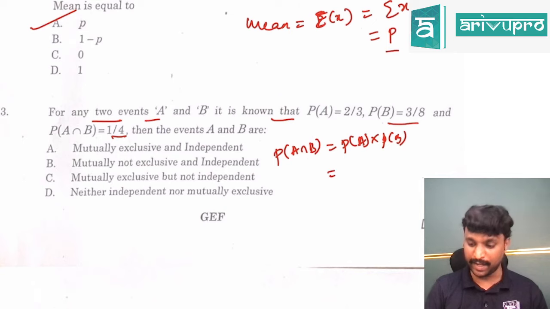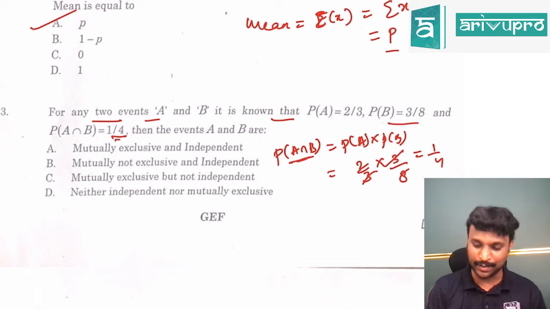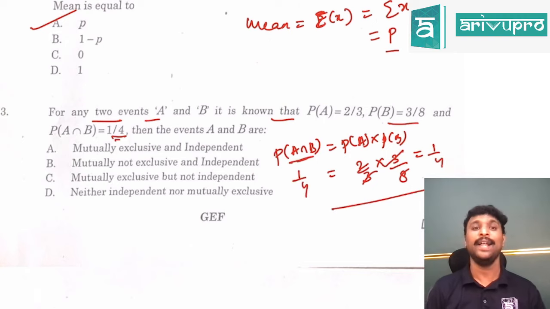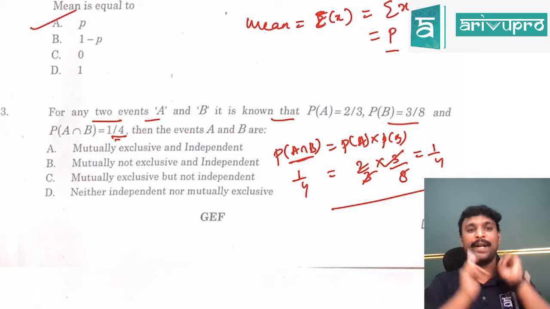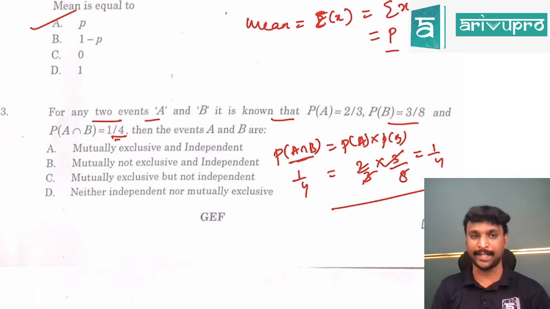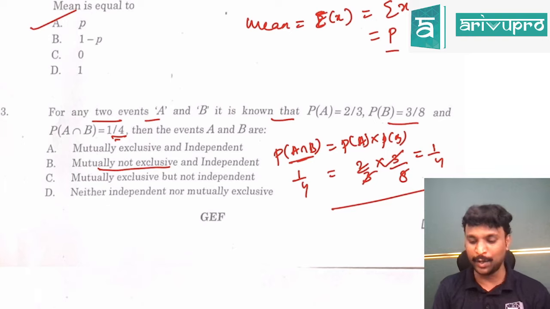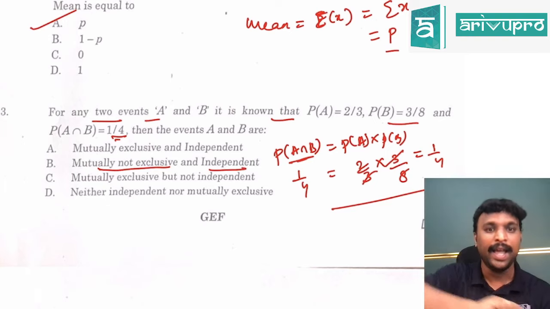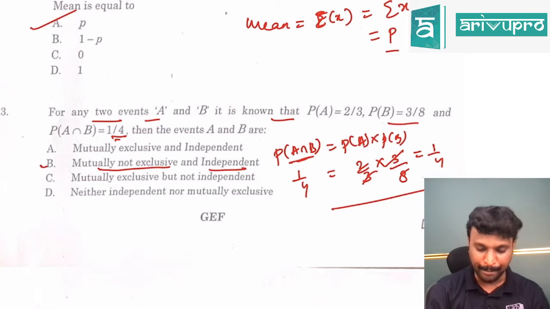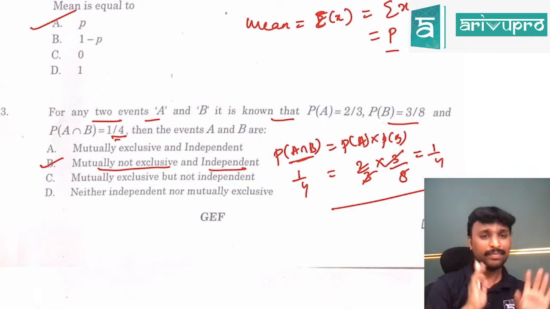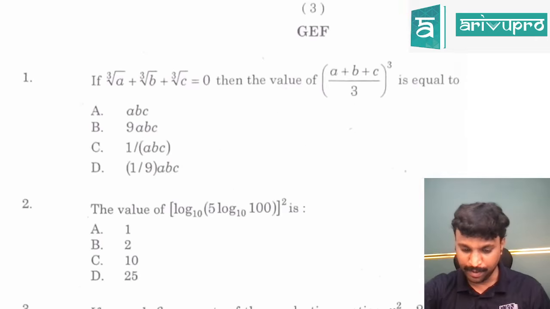What is P of A given? 2 by 3. What is P of B given? 3 by 8. 3 cancel, 2 by 8 is 1 by 4. But look at P of A intersection B, guys, 1 by 4 only. Both are equal. That means the events are independent, but not mutually exclusive. So mutually not exclusive and they are independent. So option B is the answer. Is it clear?